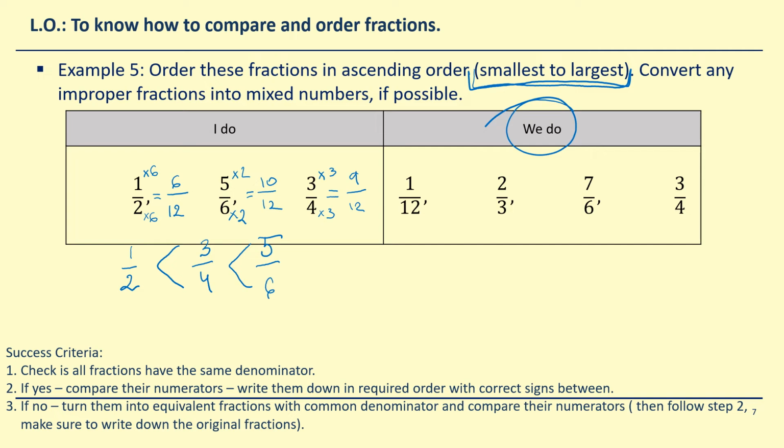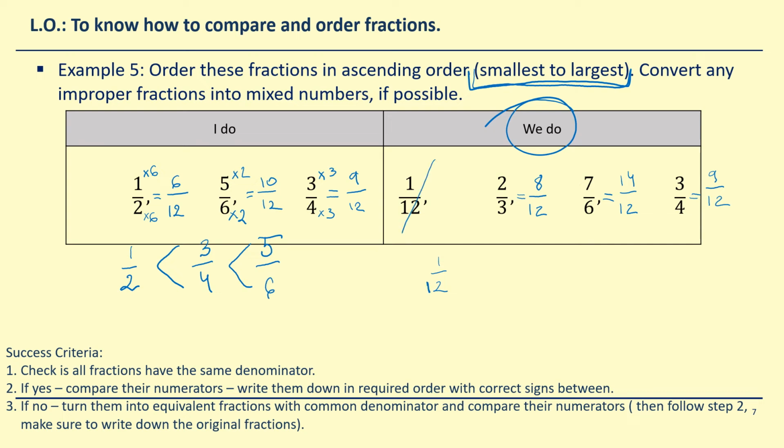Okay, so if you've noticed that again, the lowest common multiple is 12, well done. This one needed to be multiplied by 4, so 8 over 12. This one top and bottom by 2, so 14 over 12. And this top and bottom by 3, so it's 9 over 12. Now compare them. So the smallest is 1 over 12.